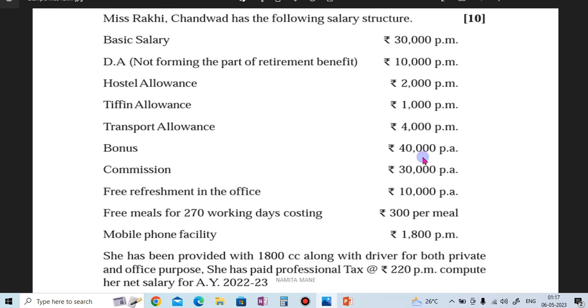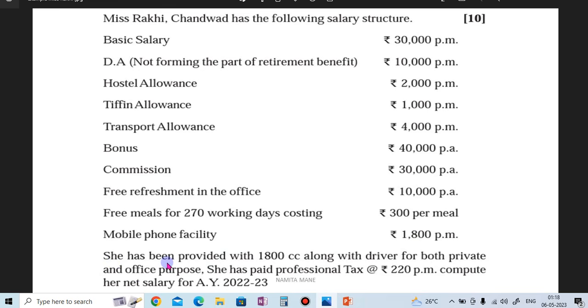Bonus 40,000 per annum. Commission 30,000 per annum. Free refreshment in the office 10,000 per annum. Free meals for 270 working days costing 300 per meal. Then mobile phone facility 1,800 per month. Now further details are given.